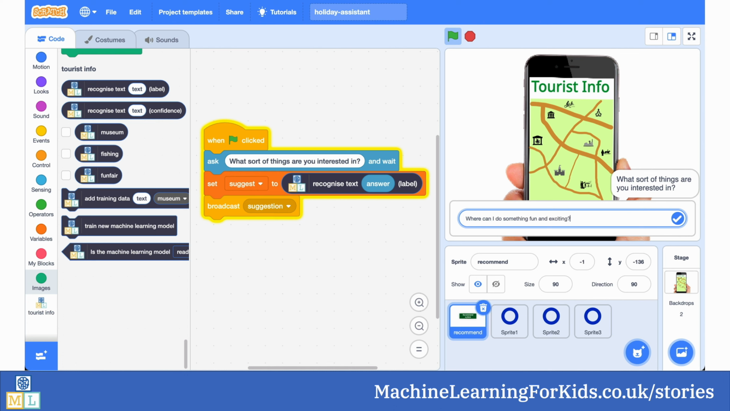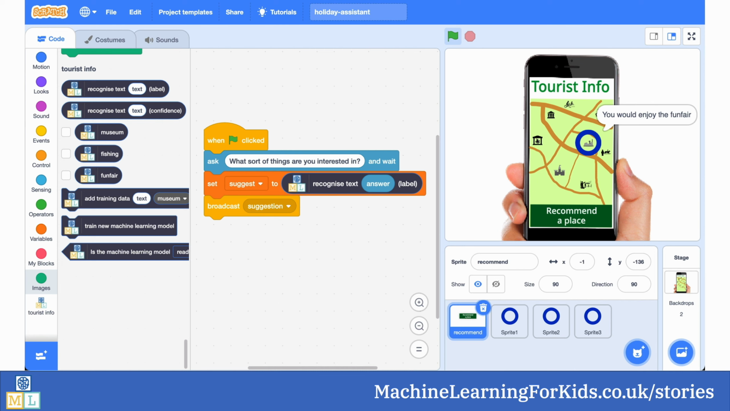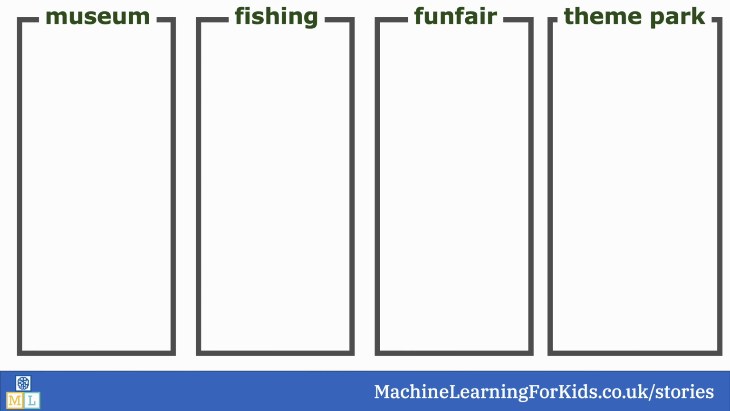What I like about this project is it's a good way of letting students experiment. I like to give the students a little time to play and experiment with this idea and see what happens. So for example, what happens if they add two very similar vacation places? Maybe they train their model to recognize funfair and a theme park. How does their model react? How does it handle that?